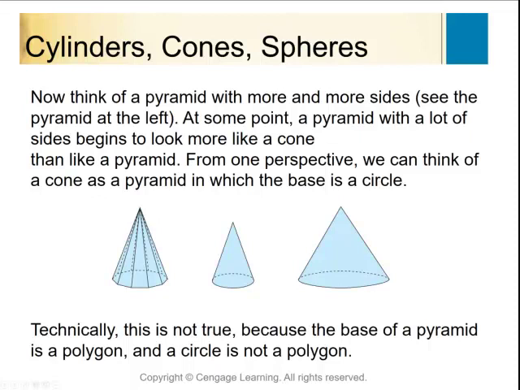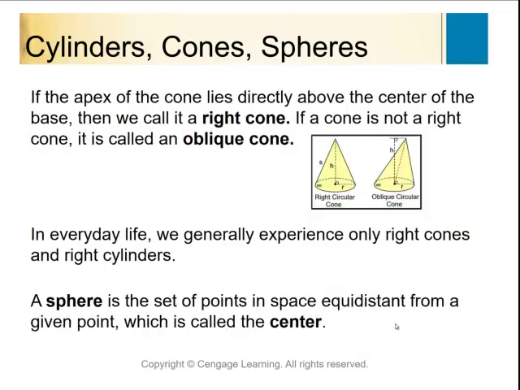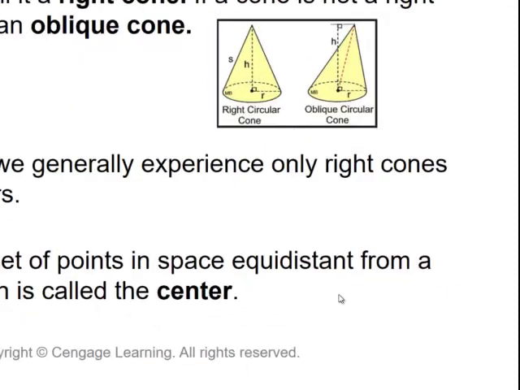Here's a nice little cone where you have your base. You have a circle on the bottom, and it meets up at the top. A pyramid is still similar because it has a polygon shape on the bottom, and then it has lateral faces, whereas this one doesn't have lateral faces. So we're defining that cone in that same kind of method. We're going to say a cone is a simple closed surface whose base is a simple closed curve and whose lateral surface slopes up to the vertex, and we're going to call that the apex. Here's a nice little picture of a right circular cone and an oblique circular cone. We see right circular cones a lot.